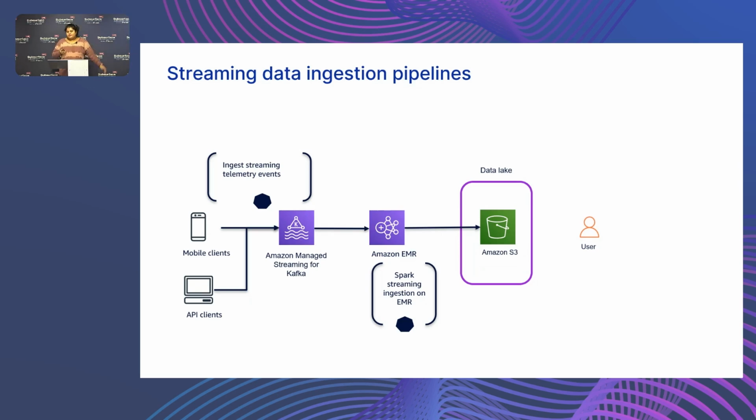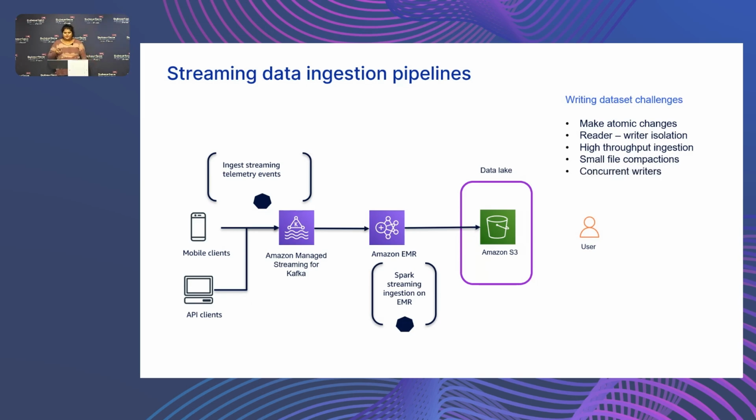While doing this use case, you may run into certain challenges. The first is on the writer side. First, you may want to make atomic changes, which means that you don't want to write partial results. You may also want to achieve reader and writer isolation, which is also pretty important in ACID terms. Also, you want to achieve high throughput ingestion, and that's pretty much why you're doing streaming. And also compact your small files. Like I said, streaming systems always lead to too many small files because they run on a continuous basis. And you may also want to deal with concurrent writers too. This is because you may have multiple streaming jobs that are trying to write to the same tables.